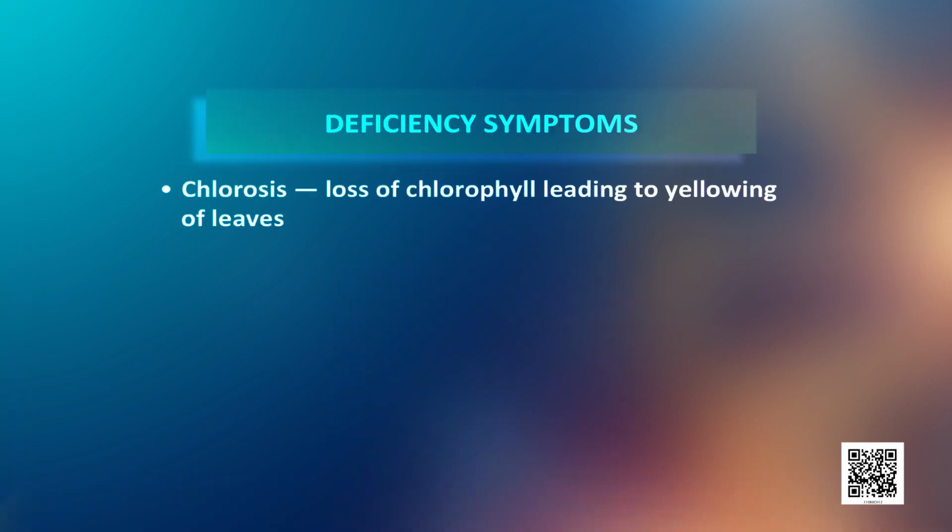Now, let's discuss some of the common deficiency symptoms in plants. First, let's discuss about chlorosis. Chlorosis refers to the loss of normal green coloration of leaves of plants. In this condition, leaves produce insufficient chlorophyll, thus they turn yellow. You have been learning since your lower classes that chlorophyll is responsible for the green color of leaves. Thus, chlorotic leaves are pale yellow or yellow-white.